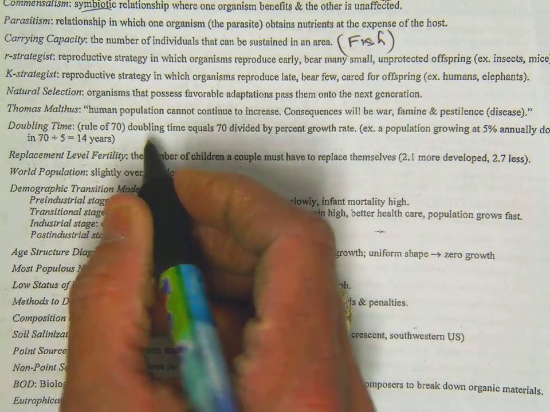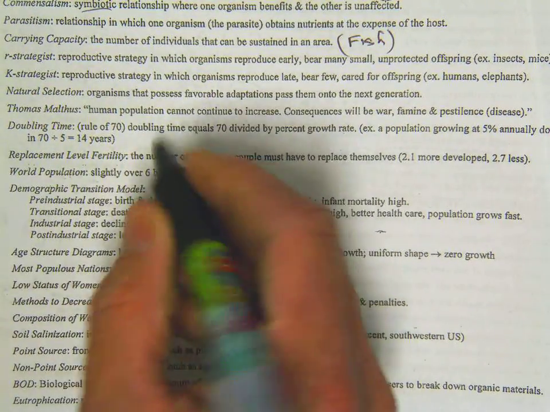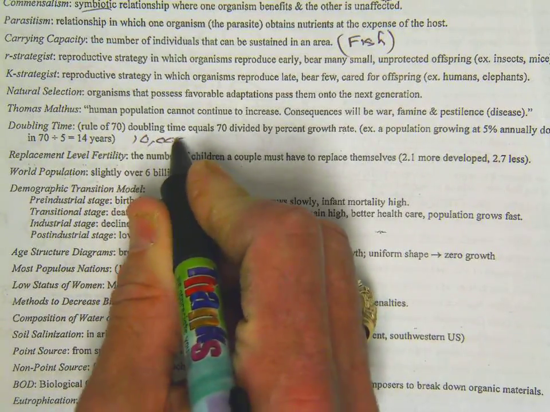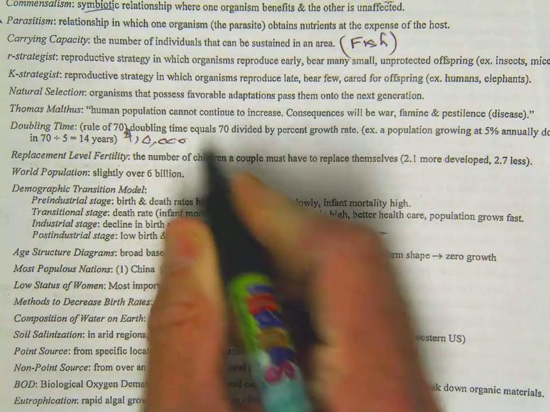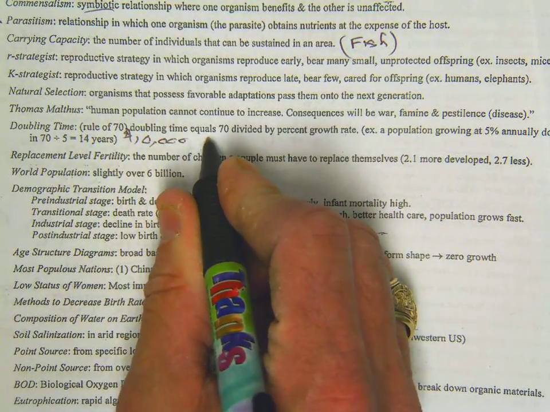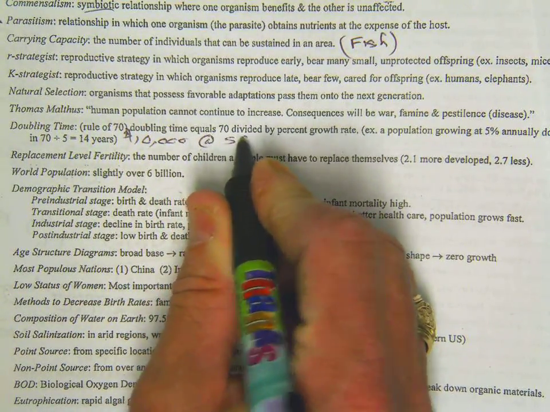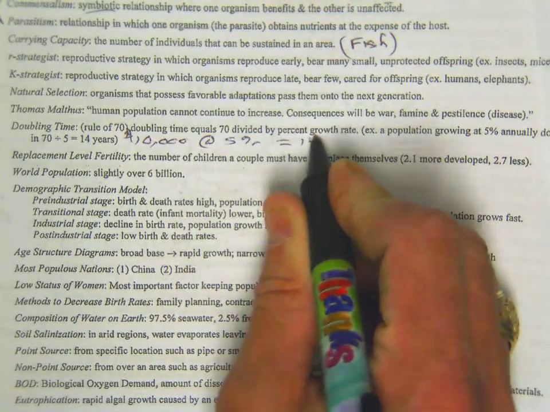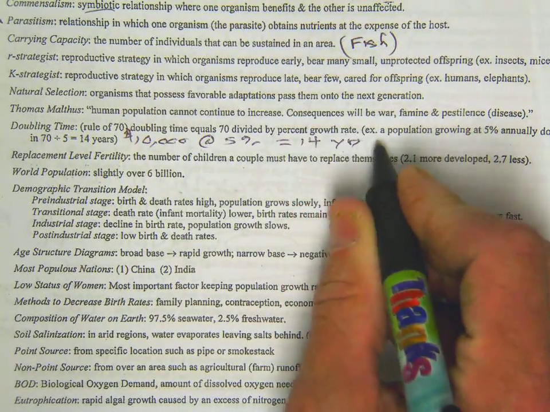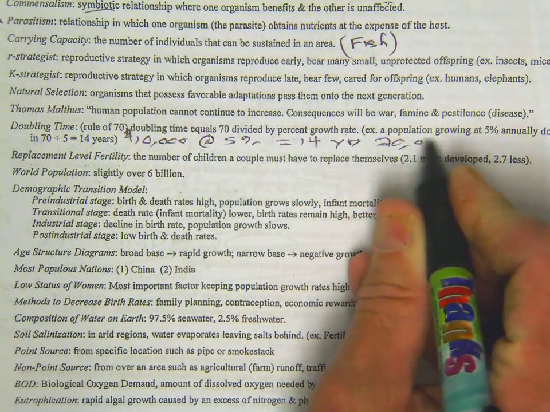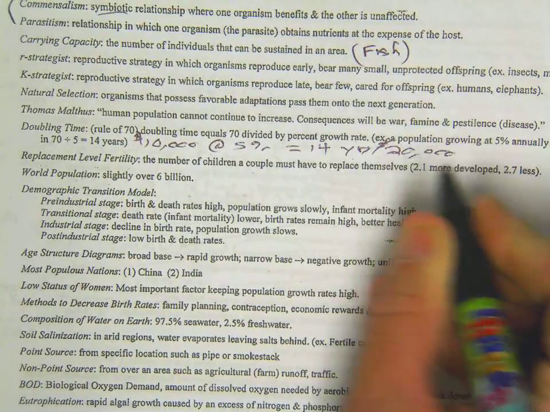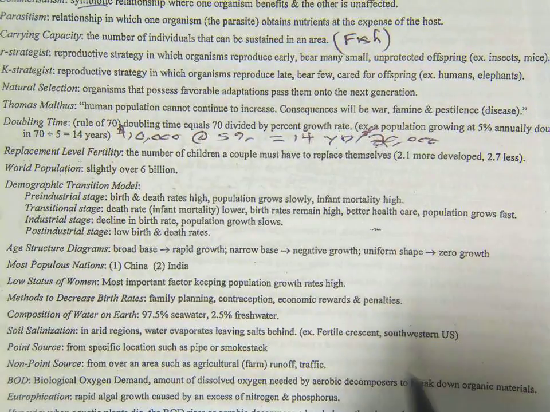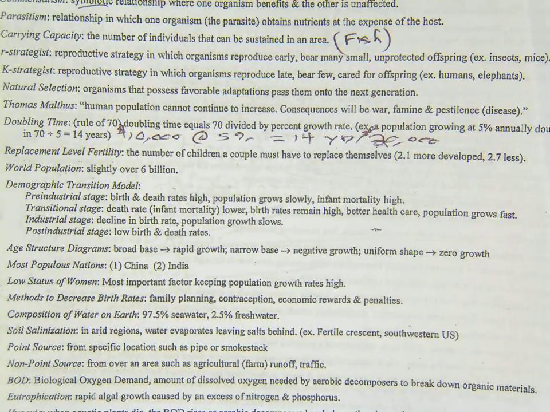So at 5%, for example, if you had $10,000 earning a 5% return on your money with interest, in 14 years you would now have $20,000. So it's pretty cool. The economists use this as kind of the growth of money. Environmental scientists use it in terms of growth of populations and stuff.